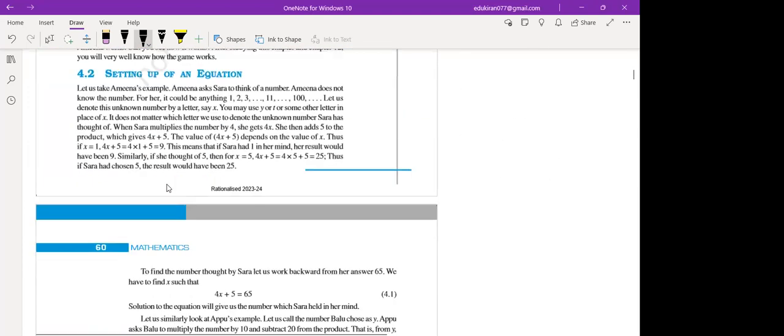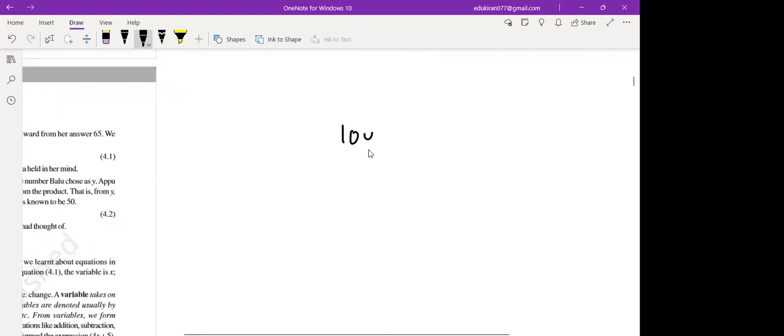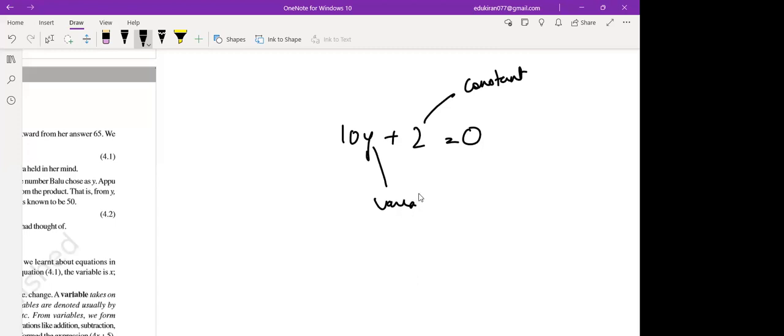So over here, whenever there is an equation, for example, I wrote this 10y. Do you know what this 2 is? A constant number? Yes, ma'am. This is a constant number, right? This is a variable. I have done this in your class.